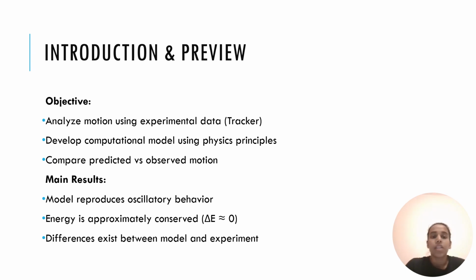This lab investigates the motion of a spring mass system using both experimental data from Tracker and a computational model. The goal is to compare predicted motion with observed motion and evaluate whether the model accurately represents the system. Overall, the model captures oscillatory behavior and conserves energy, but there are noticeable differences between prediction and experiment.